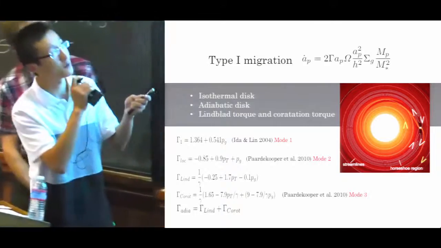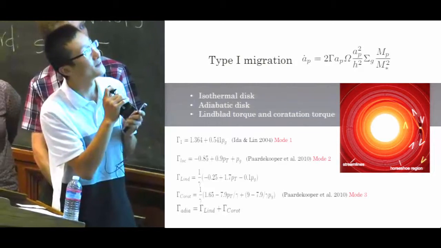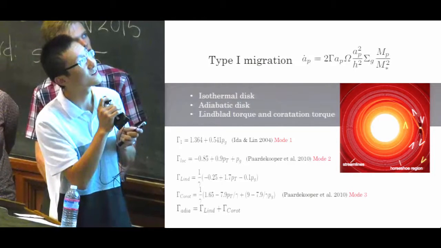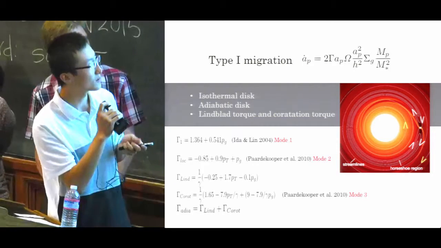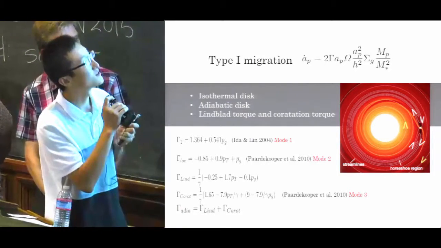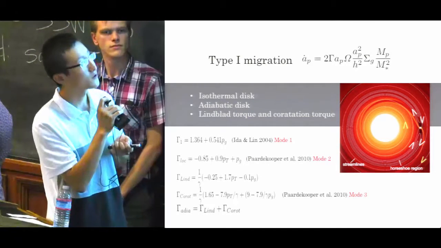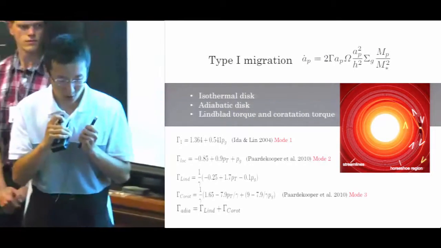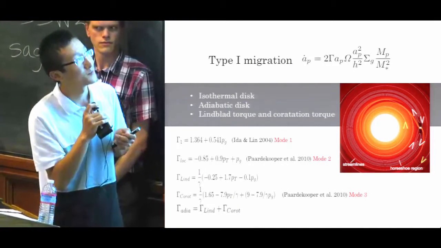first line they see the type 1 migration rate in the population synthesis code, and the different modes describe the different gamma. There's a different gamma introduced by Ida and Lin and Paardekooper. The type 1 migration theory, the different mode is in isothermal disk or adiabatic disk. The theoretical part is Lindblad torque and the corotation torque. And in the code there's also a scaling factor multiplied here.